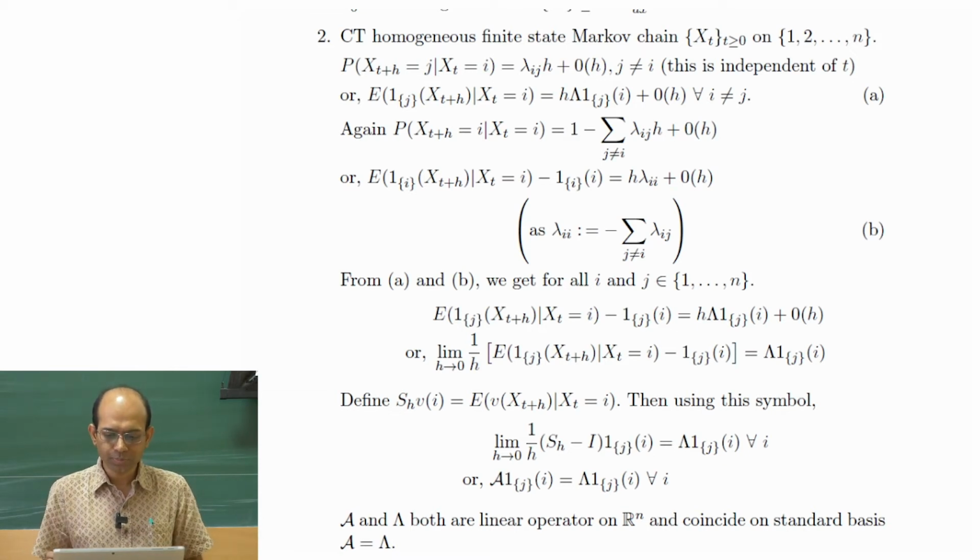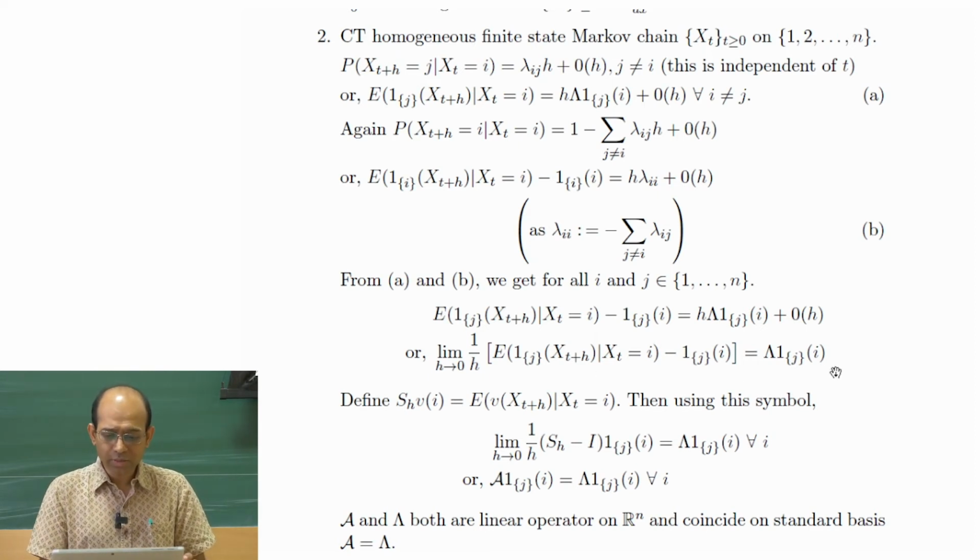So this factor, if I divide by h and take the limit as h tends to 0, that would be 0. Now we divide by small h on both sides. Here I get the expectation of 1_j(X_{t+h}) given X_t equal to i, minus 1_j(i), divided by h. The small o of h divided by h goes to zero, and h by h is just 1, so I am left with lambda 1_j(i).